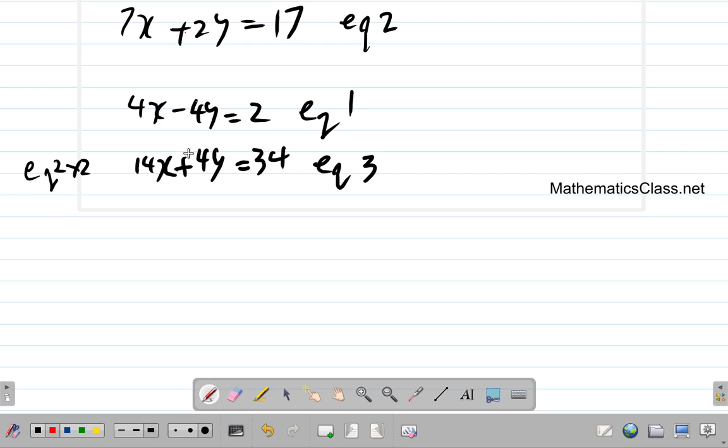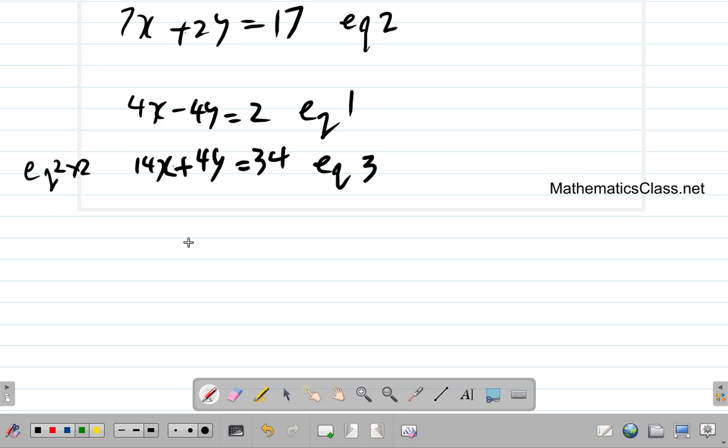Now, let's do something here first. Suppose you make the mistake of subtracting. What you would have is, say, 14 minus 4 is 10x. 4 minus negative 4 is the same as 4 plus 4, which is 8y. You cannot subtract in order to eliminate y. Y is what we want to eliminate here now, but we can't subtract.